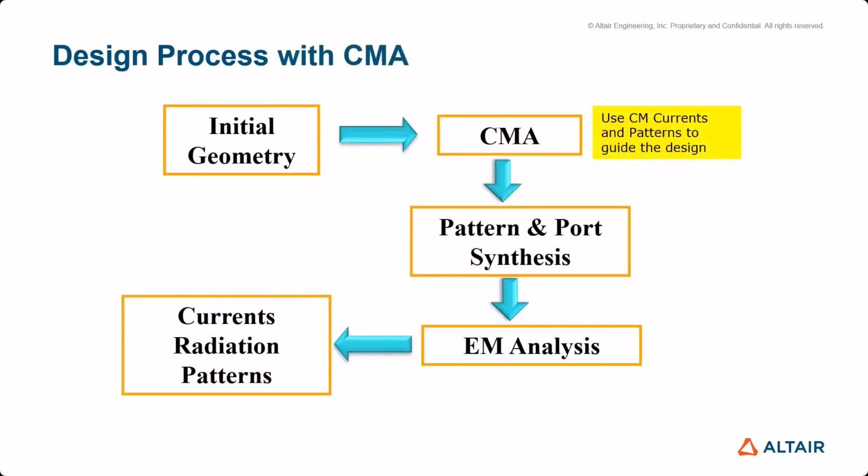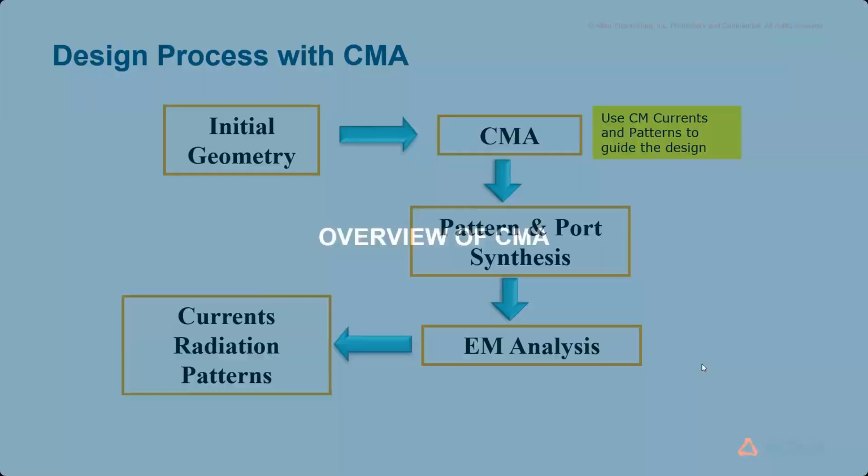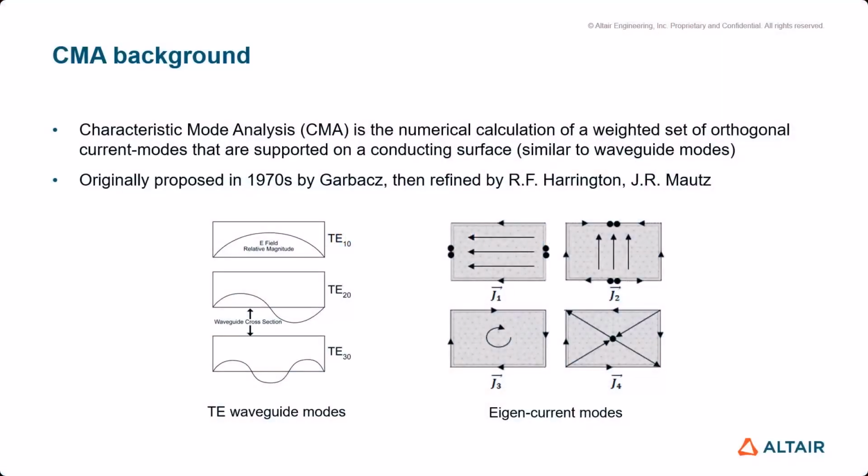Where characteristic mode analysis comes in is you can use this method to analyze your initial geometry and actually obtain the modal currents and patterns that this structure can support. You can then use those through pattern and port synthesis to achieve your design goals much more easily. Obviously, you can then also do a final analysis to confirm that the expected performance is reached. So let's see how characteristic mode analysis is able to do this. Firstly, let's start with some background.